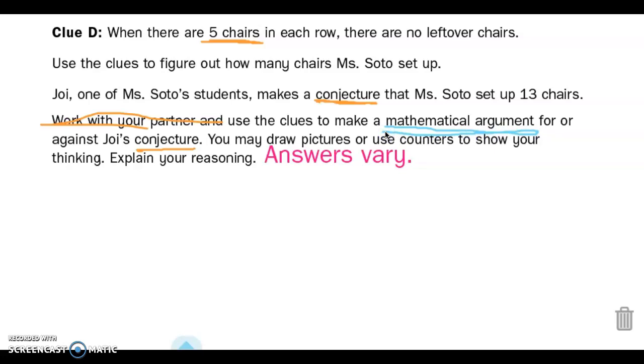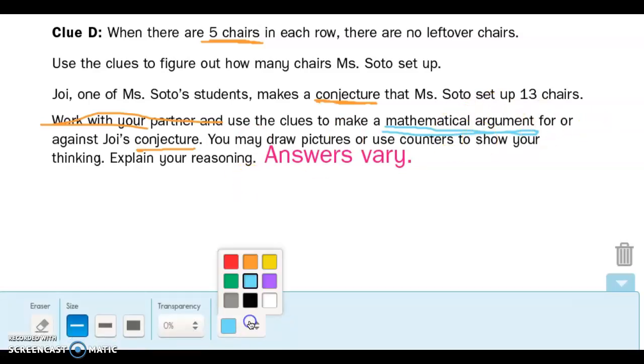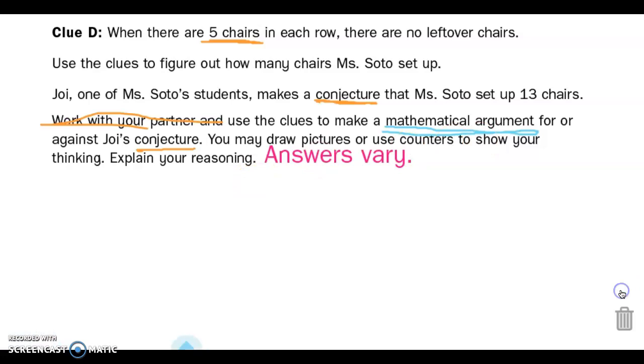Is that the kind of argument we're talking about? It's not. When we have a mathematical argument, it's us using reasoning to tell whether this conjecture, this guess, is right or not. So it's like we're solving it to see if it's true or false. That's a mathematical argument.